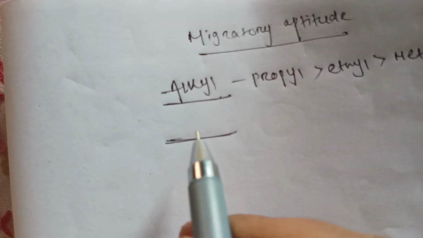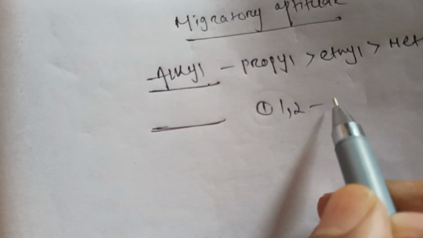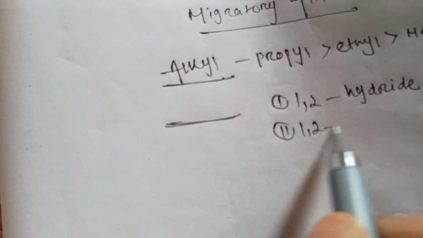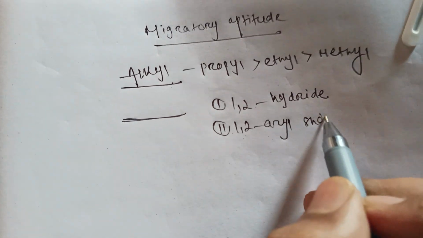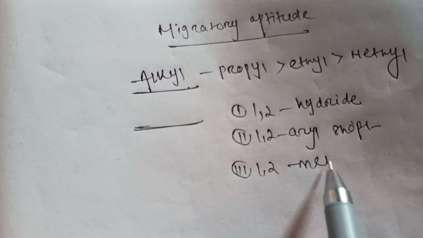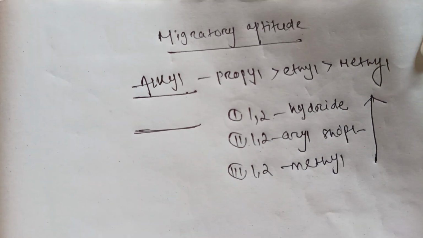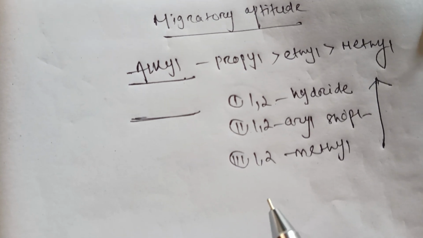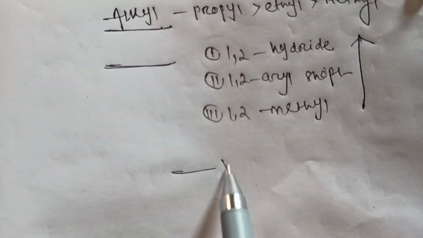And again, there are mainly three major types of shifting: 1,2 hydride shift, 1,2 aryl shift, and 1,2 methyl shift. So this is the migratory aptitude. At first the 1,2 hydride shift takes place, then the aryl shift, and finally the methyl shift takes place. So this is migratory aptitude, and here I conclude my video.